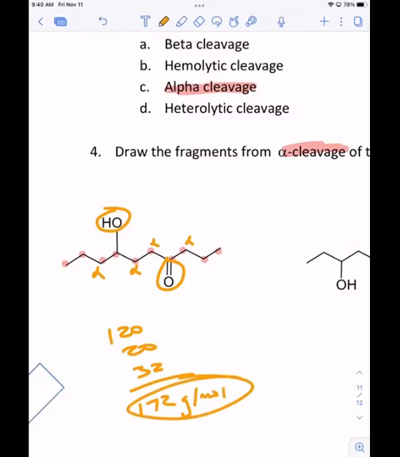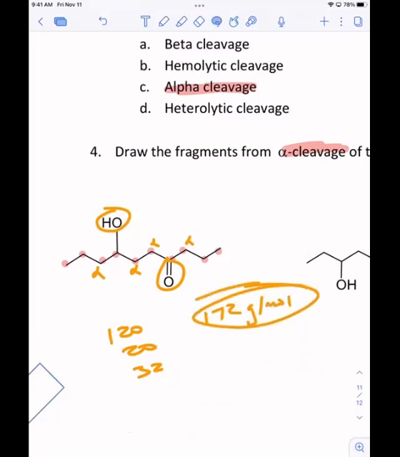That way, when you break your fragments up, they have to add up to 172, right? You can't lose mass or matter, right? So when you fragment this thing, the molecular weight of the fragments has to equal the molecular weight of the whole.